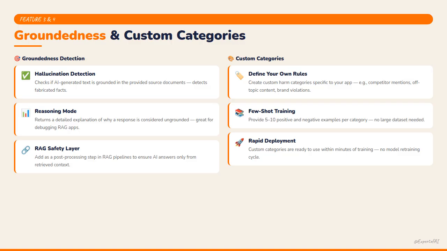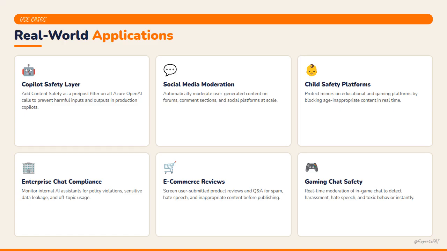Custom categories let you define your own harm categories specific to your application. For example, a financial services company might want to detect competitor mentions. A children's platform might want to flag any discussion of age-inappropriate topics. A corporate assistant might need to block off-topic content. You provide just 5 to 10 positive and negative examples per category, no large dataset needed, and your custom categories are ready within minutes. Real-world applications are everywhere.